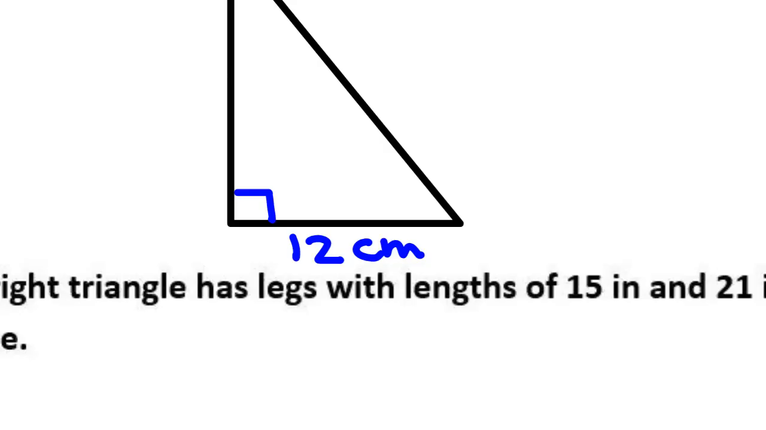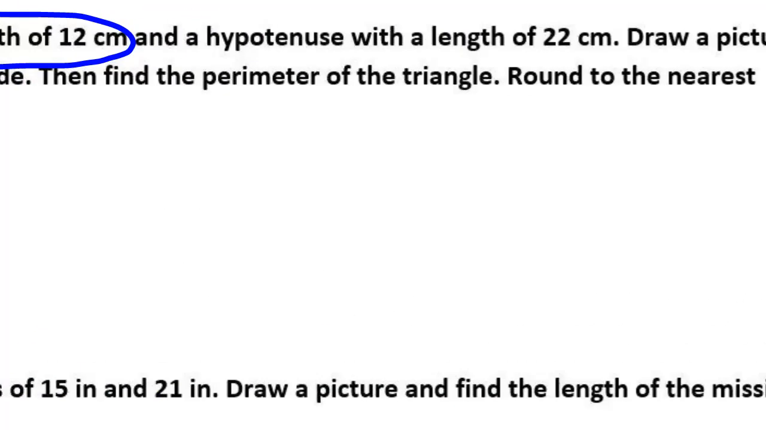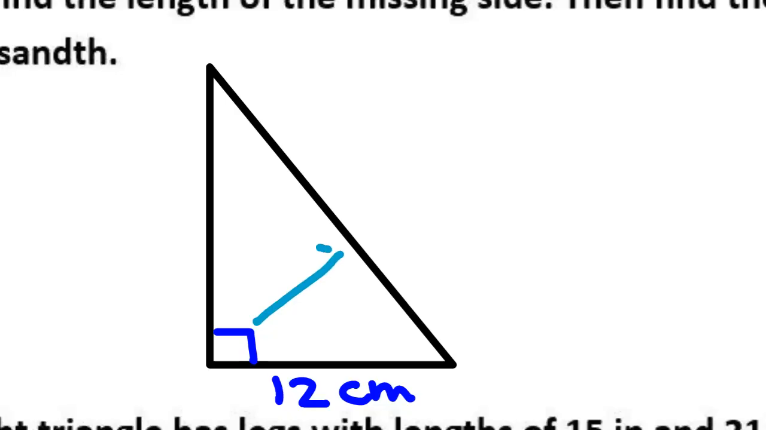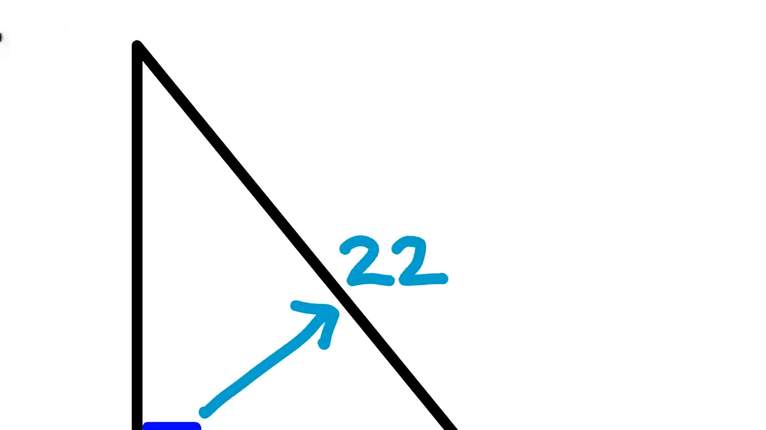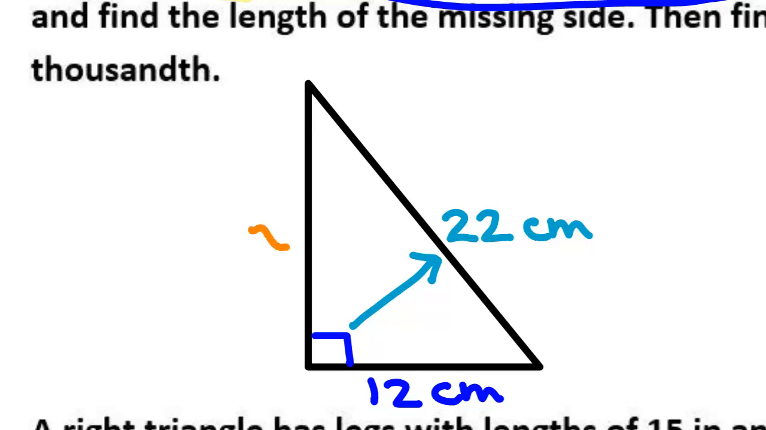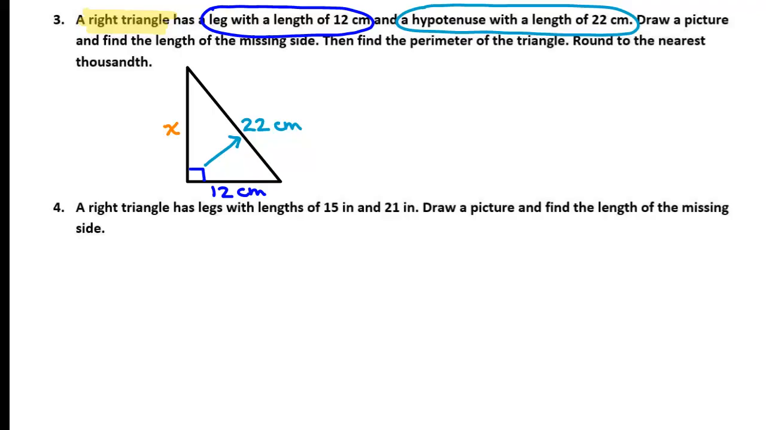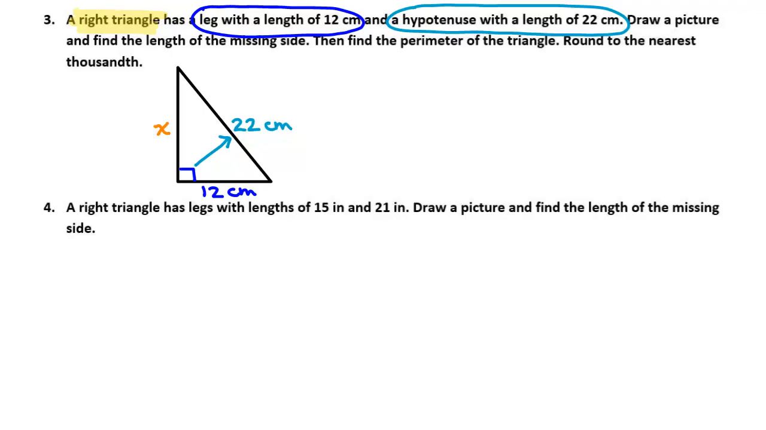I'm going to put that one down here. I could have easily picked the other leg, though. There's no reason why I had to pick this one. And then the hypotenuse is 22 centimeters. The hypotenuse is always opposite the right angle. So opposite my right angle, we have 22 centimeters. We want to find the length of this missing side, so I'm going to call this X. Then find the perimeter of the triangle, round to the nearest thousandth.